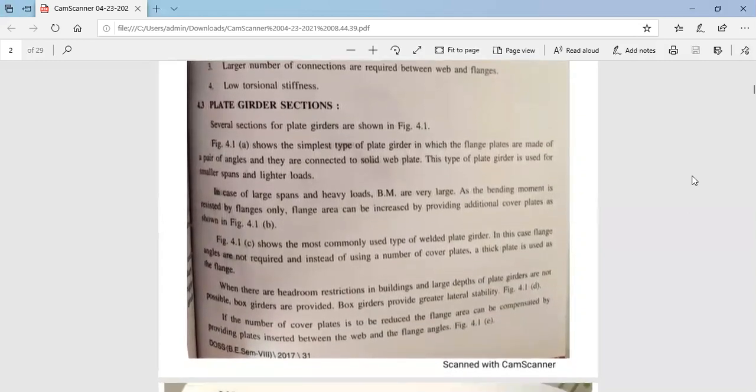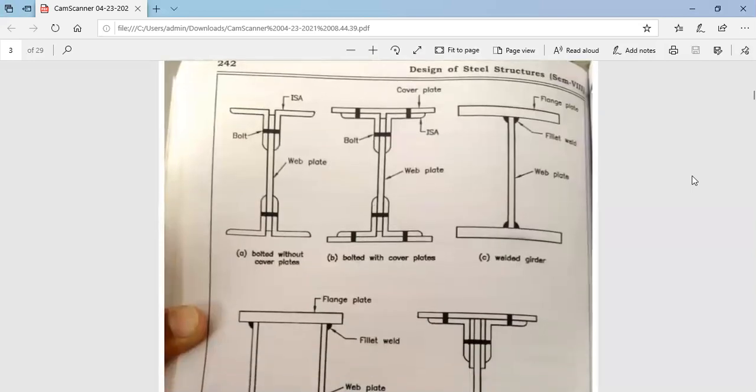So next is plate girder sections, right? There is this figure given. There are several sections for plate girders, as you can see in the figure. The first figure is bolted without cover plates. It shows the simplest type of plate girder in which the flange plates are made of a pair of angles and they are connected to a solid web plate. This type of plate girder is used for smaller spans and lighter loads.